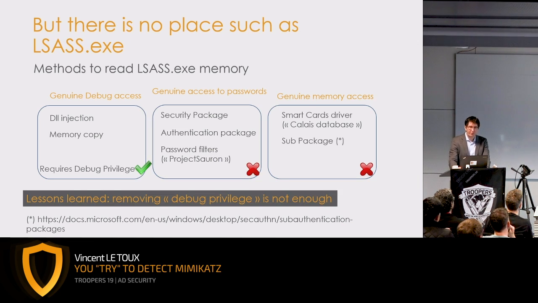Before my next demo, there is no such thing as a place without lsass.exe. Why? Because mimikatz, to access the passwords, reads the lsass.exe memory. On the left, you see you have a genuine way to read the memory. You can inject a DLL, you can copy the memory, and indeed, it requires the debug privilege. So if you can block it, you can block mimikatz.